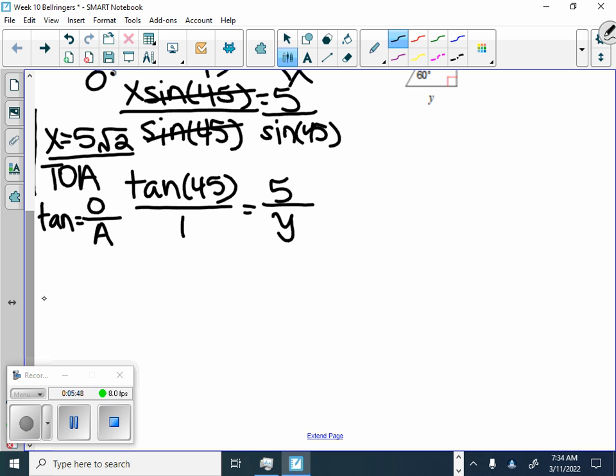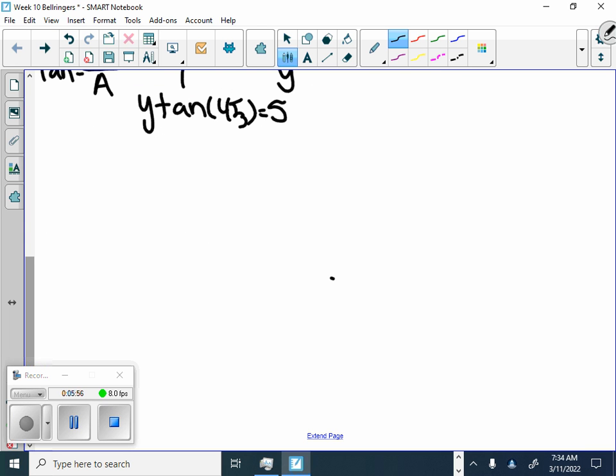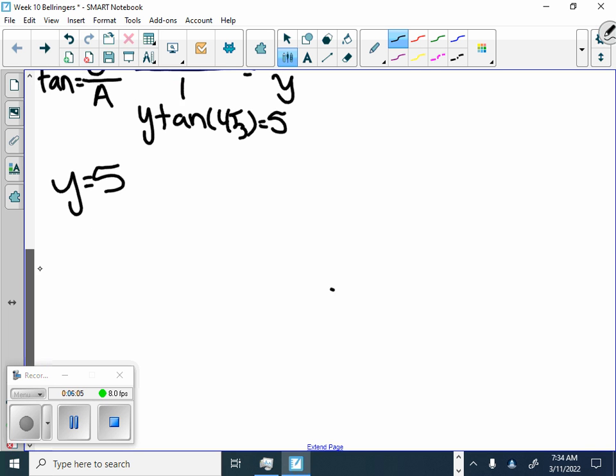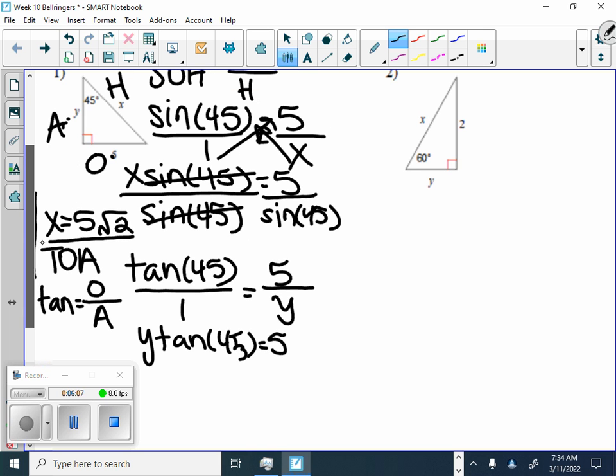Okay, same thing here, cross multiply. You get y tangent of 45 equals 5. And then we can divide both sides by tangent of 45. What does y equal? 5. Okay? So you can use trig, and I got the same answers as I did using it the other way.